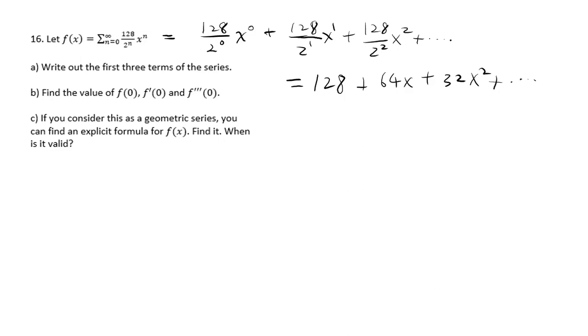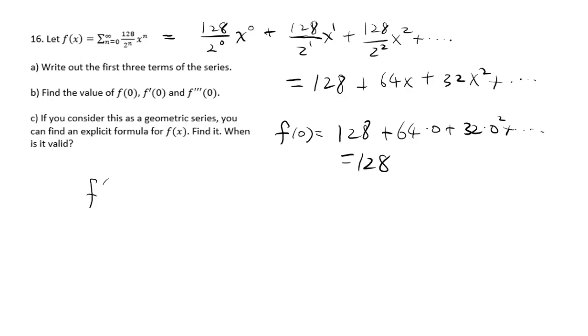Okay, now from this we can find f of 0. Why? Because everything has 0 in there, so it'll be 128 plus 64 times 0, 32 times 0 squared, and so on and so on. So everything here is 0, so you just end up with 128.